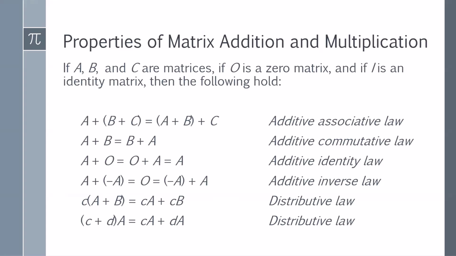So here's some more properties that we should probably be aware of. If A, B, and C are matrices, and O is the 0 matrix, and if I is an identity matrix, then the following things are true. We have the associative and commutative laws for addition and subtraction. We can add the 0 matrix to any matrix without changing it. We can add a matrix to the negative of itself to get the 0 matrix. We can take the sum of 2 matrices and multiply it by a constant, and that's the same thing as a constant times the first matrix plus a constant times the second matrix. And similarly, the sum of constants times a matrix is the first constant times the matrix plus the second constant times the matrix.